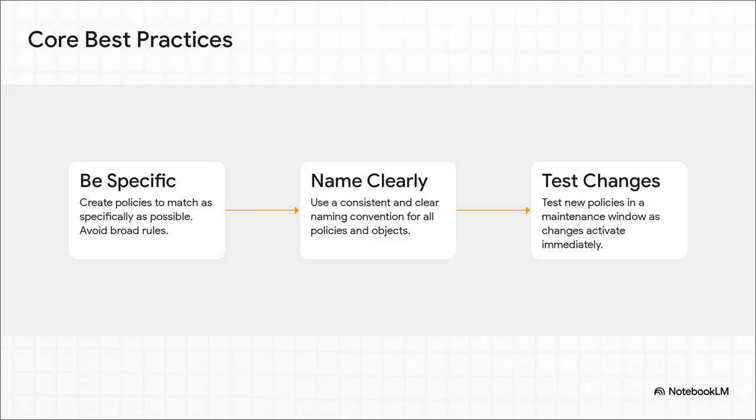Second, name things clearly. Come up with a system and stick to it. The one on the screen is a great example. And third, and this is a big one, remember that changes on a FortiGate are live the second you hit save. So always, always test your changes before you push them out during business hours.